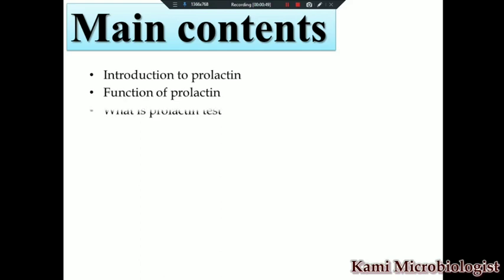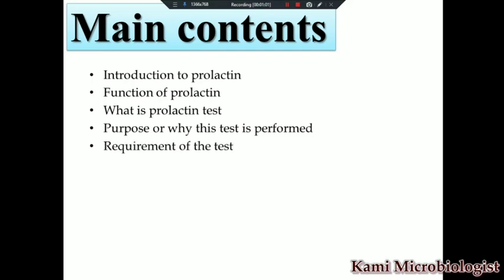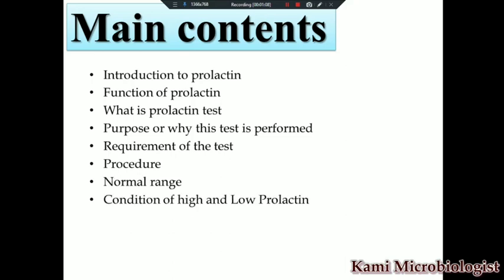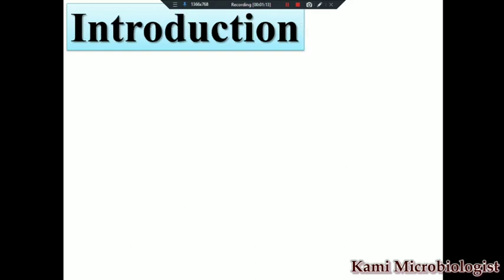In this video, the main content that we are going to explain is the introduction to prolactin, that is, what is prolactin. We are going to see the function of prolactin, what is the prolactin test, and why the prolactin test is performed, meaning the diagnostic importance or purpose of the prolactin test. We are going to see the requirements of the test, the procedure, the normal range, and the conditions in which the prolactin level gets high and low in the body. First of all, let's start the topic with the introduction.